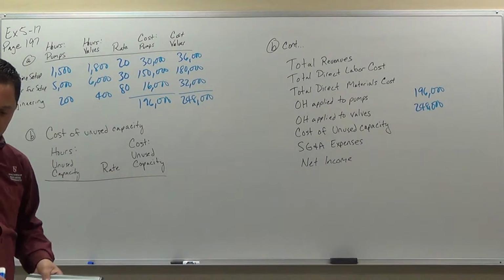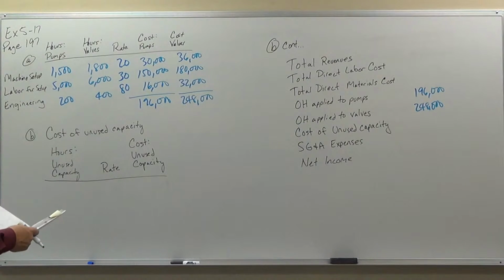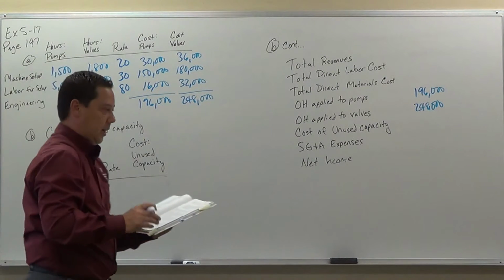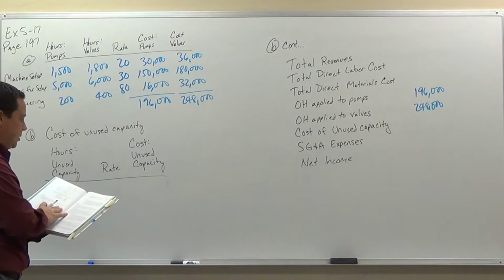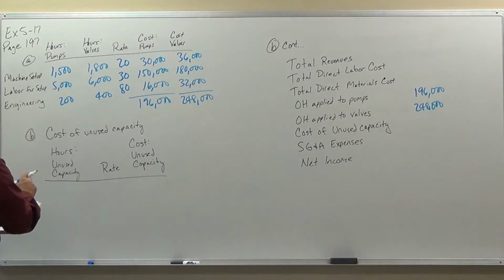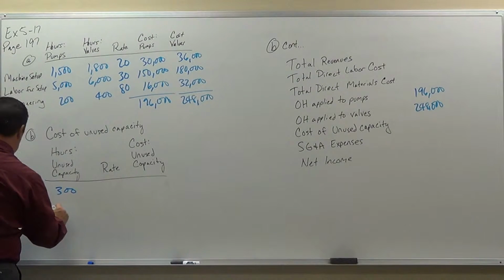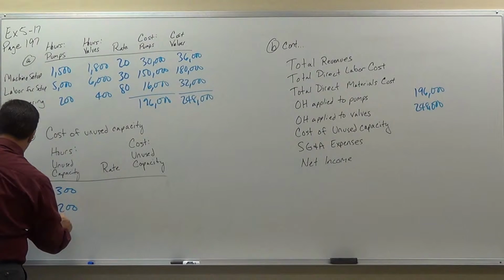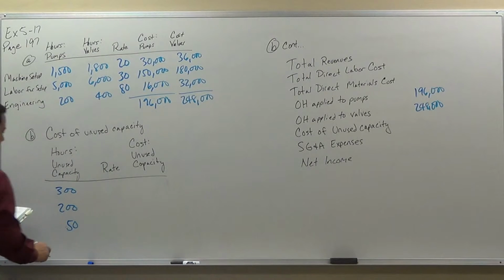Okay, so one of the first things we want to do is figure out the capacity. If you look at that table again, at the top of page 198, you'll see on the far right-hand side that it says practical capacity not assigned to products. So the hours there. So it gives me some hours for the machine setup. So my machine setup is 300. And then my labor setup is 200. And then my engineering is 50.